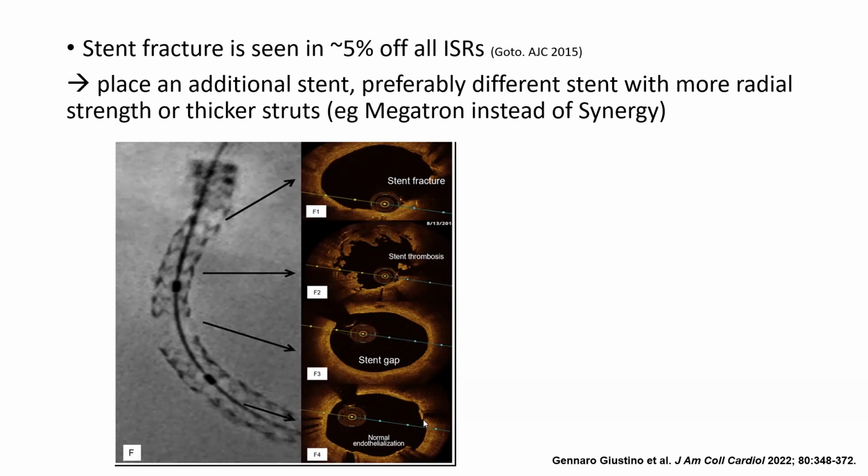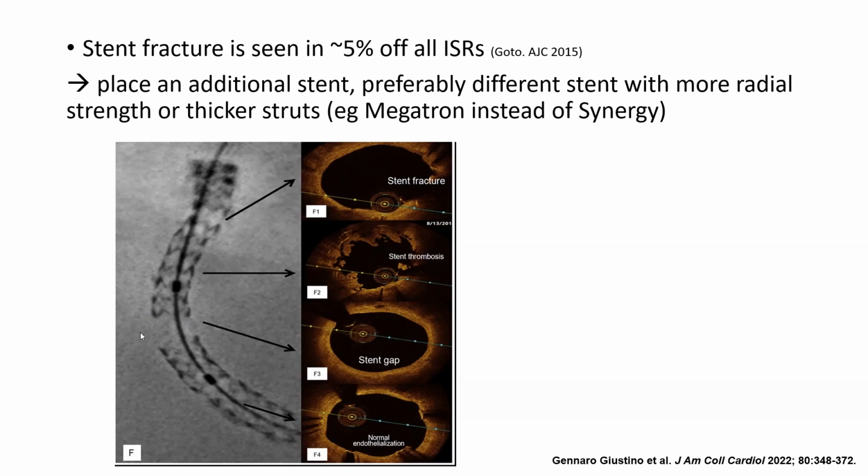You don't see the stent struts. Those are the stent struts, okay? There is an area where you don't see stent struts anymore. And there are, you know, 2 big types of stent fracture. It could be partial fracture or it could be full-blown separation.